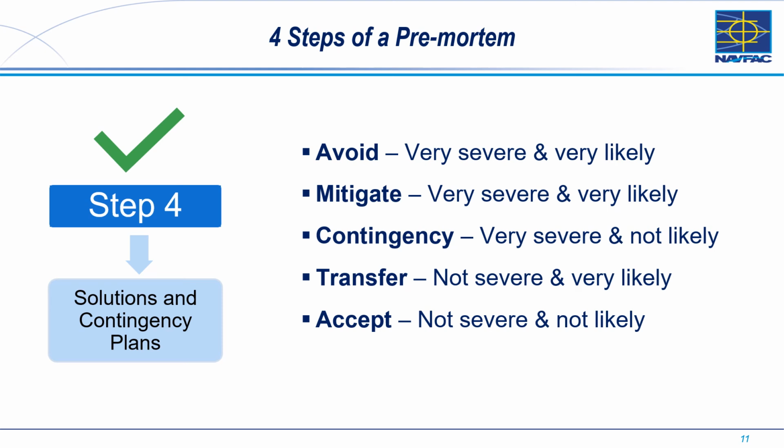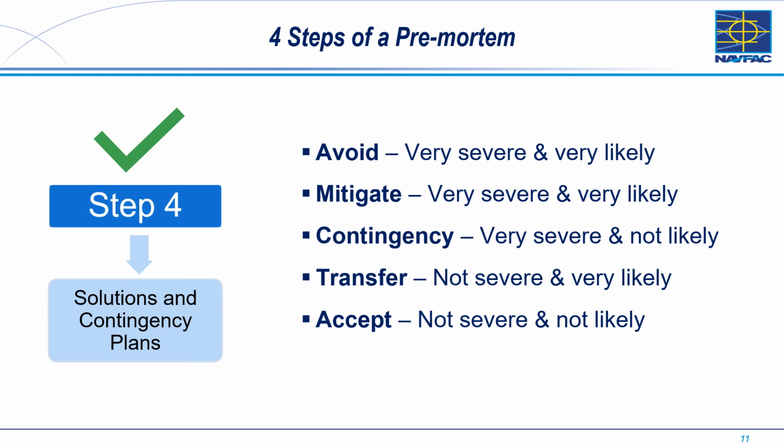Transfer. This applies to non-severe and very likely. Actions are taken so that an outside stakeholder assumes responsibility for addressing a portion or all of the risk. For example, having a third-party insurance provider. Finally, accept. This is for not severe and not likely. No action is taken because the problem is insignificant and/or extremely improbable. No change to the project plan is required.